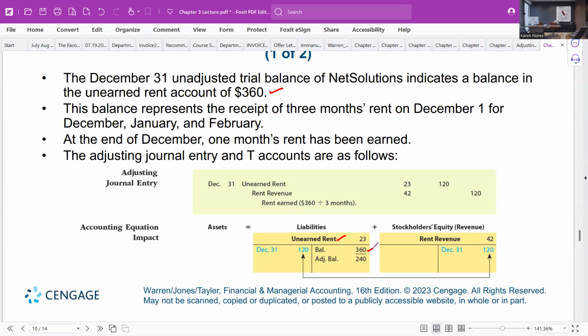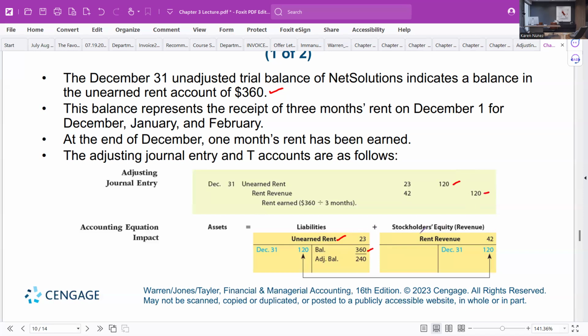And now we get to the end of the month. We get to the end of December, and we've got to recognize, well, we've earned some of that rent, right? We've earned 1 month of that rent. We put 3 months rent in this account on December 1. Now we get to December 31, and we've earned one of those 3 months. We've earned 1 month of rent. So now we've got to reduce this unearned rent account and recognize the rent that we've earned for 1 month. So we debit this liability account for 120 and we credit the revenue account.